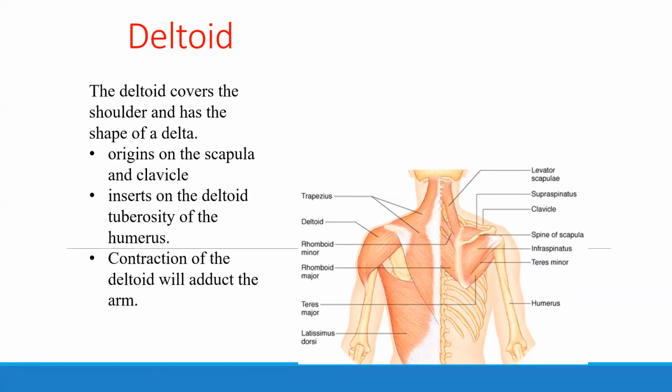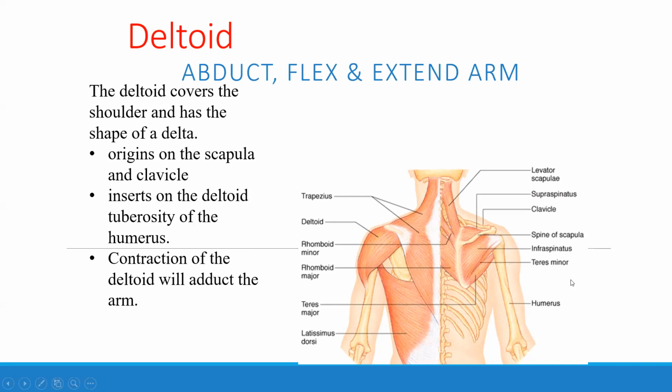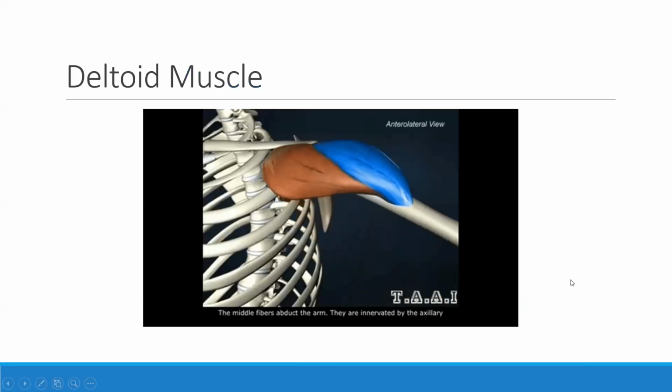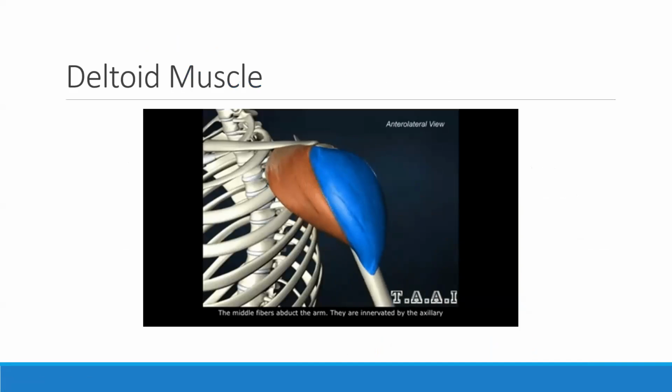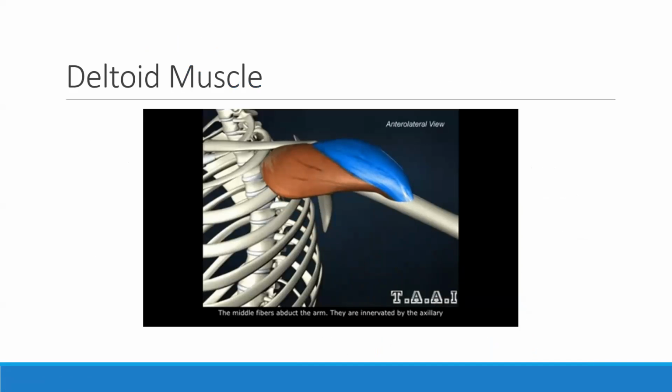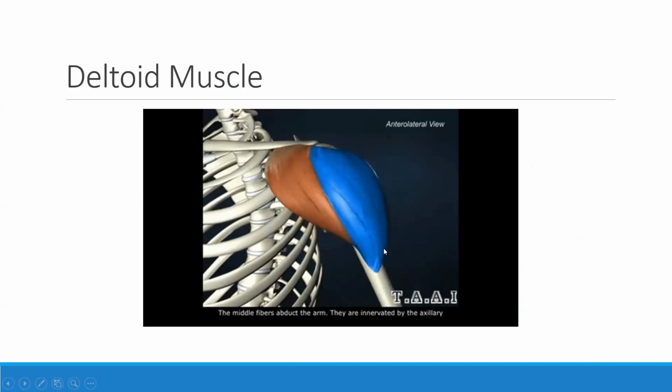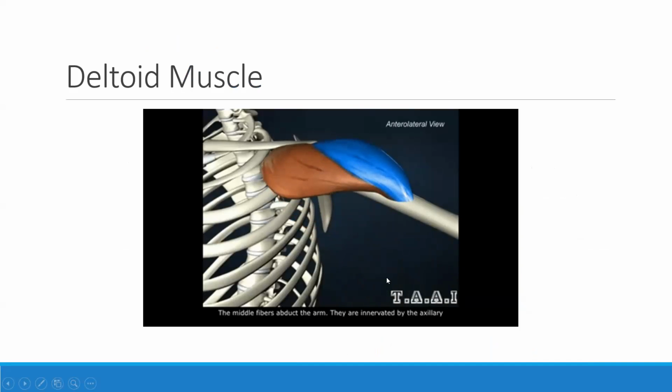So the insertion of the deltoid muscle is on the deltoid tuberosity. There's the deltoid muscle, moving the arm. But you can see its insertion is right here on the deltoid tuberosity.